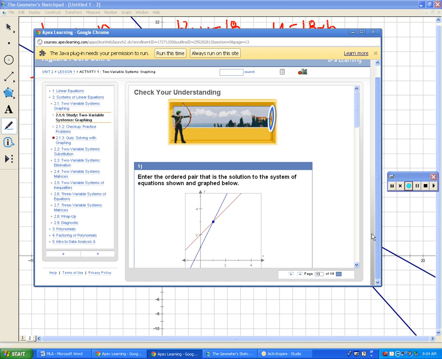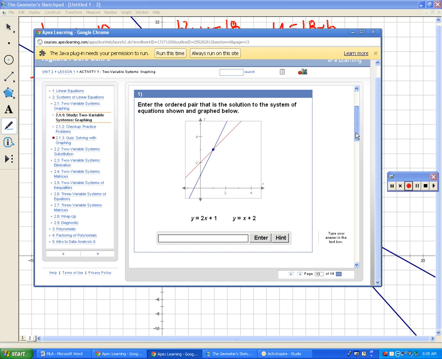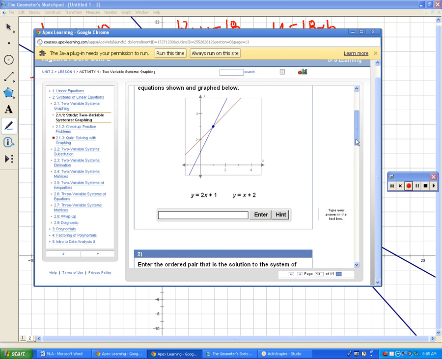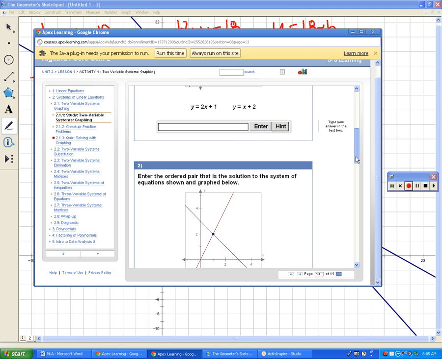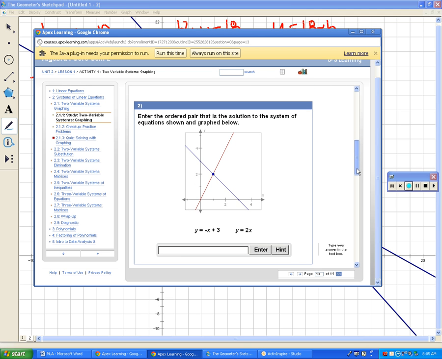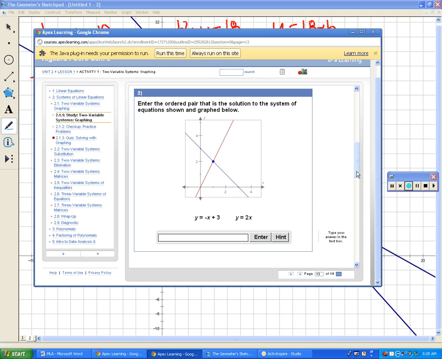Oh, all right, so let's take a look at this. It says, enter the ordered pair that is a solution to the system of equations shown in the graph below. And so what you're looking for is where these two lines cross. If I start at the origin, I have to go over 1 and up 3 to get to that point. That means that the solution of that system is (1, 3), and I won't enter that in, but you could if you wanted to.